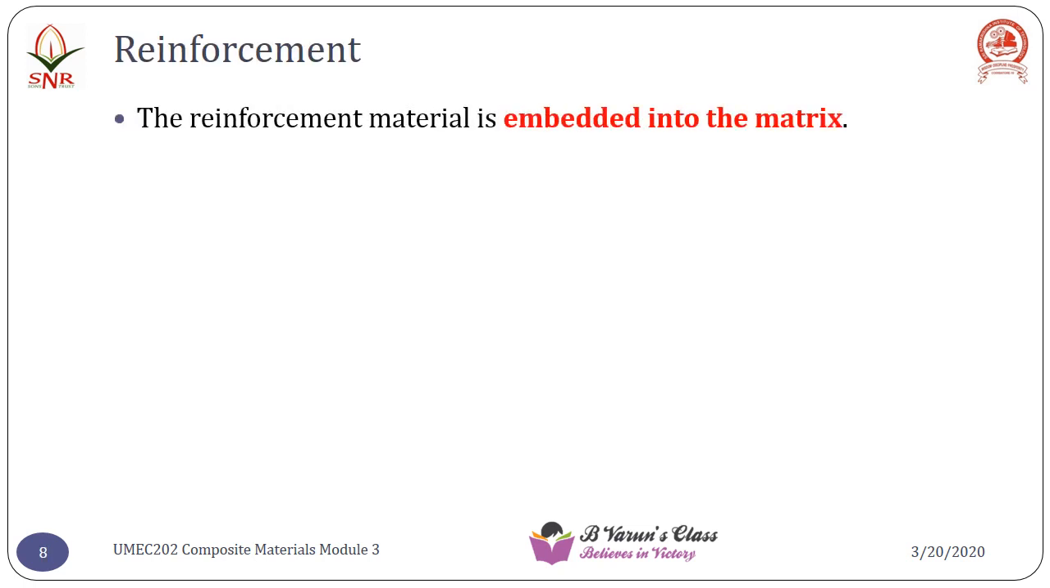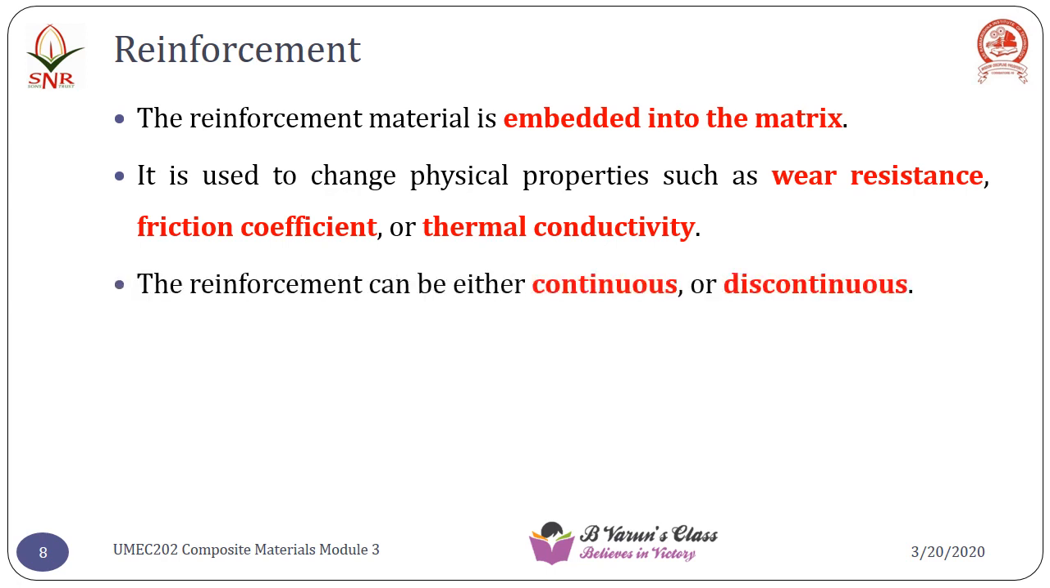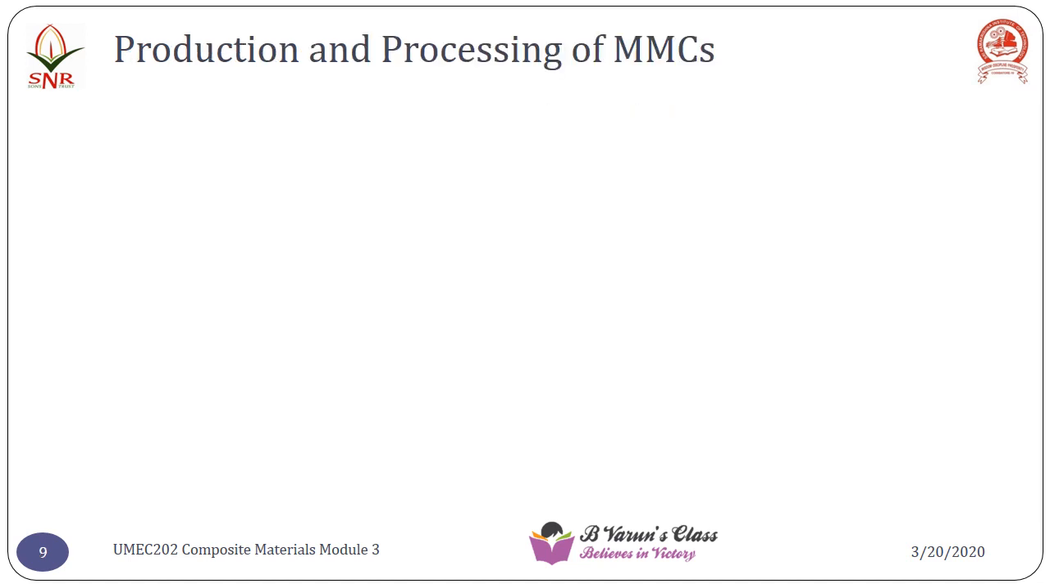The reinforcement material is always embedded into the matrix. It is used to change physical properties such as wear resistance, friction coefficient or thermal conductivity. Normally, the reinforcement can be either a continuous or discontinuous phase. The matrix is in the continuous phase and occupies a huge volume, while the reinforcement, either continuous or discontinuous, occupies less volume.